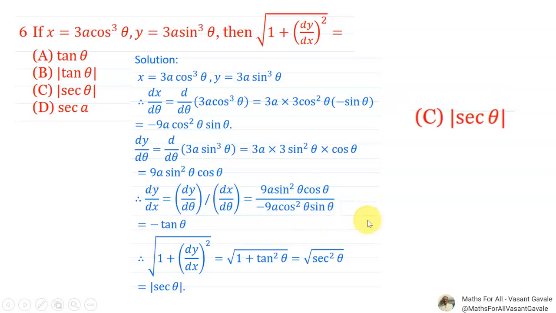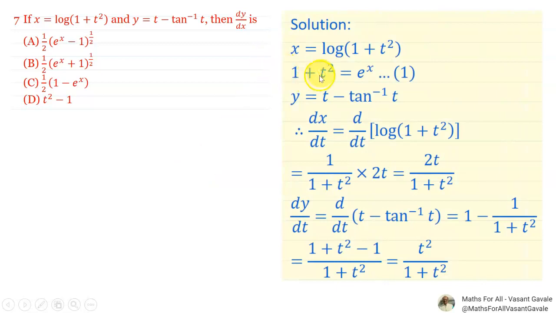नेक्स्ट एक्झाम्पल, if x is equals to log of 1 plus t square and y is equals to t minus tan inverse of t, then dy by dx is equals to. x is equals to log of 1 plus t square. आता हे लॉगरिथमिक फंक्शन आहे ते आपण एक्सपोनेन्शियल मध्ये कन्वर्ट करता येईल. x is equals to log of 1 plus t square means what, e raised to x is equals to 1 plus t square. This is the first one. y is equals to t minus tan inverse of t.